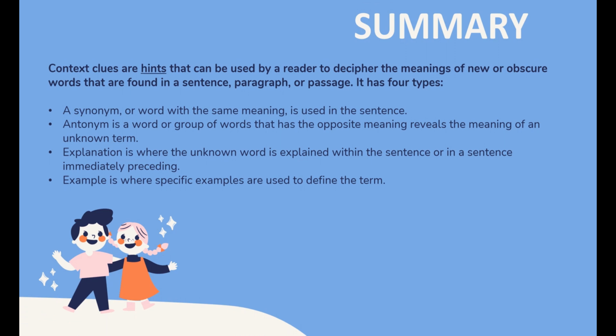And for the summary, context clues are hints that can be used by a reader to decipher the meaning of new or obscure words that are found in a sentence, paragraph, or passage. It has four types. A synonym, or a word with the same meaning, is used in a sentence. Antonym is a word or group of words that has the opposite meaning and reveals the meaning of an unknown term. Explanation is where the unknown word is explained within the sentence or in a sentence immediately preceding. And lastly, example is where specific examples are used to determine the term.